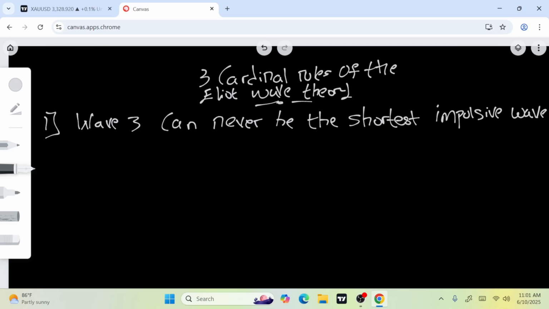Take note of this rule when you are trying to discover your waves. Your wave three can never be the shortest. So in a situation where you are seeing the market going up, you now see a small retracement and the market continues to go up, you are not calling that streak your wave three, whereas it is still going. So for example, you have wave 1, you have wave 2. Now you want to have wave 3. Wave 3 is not like this.